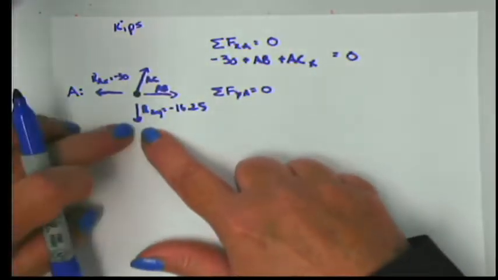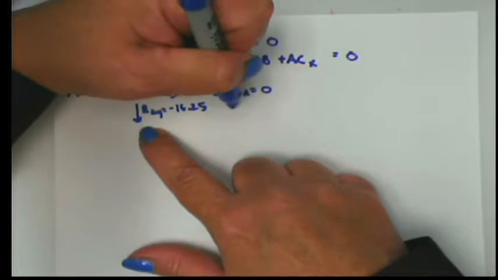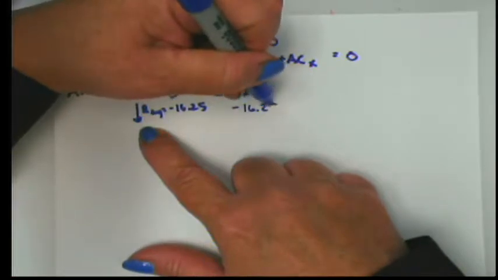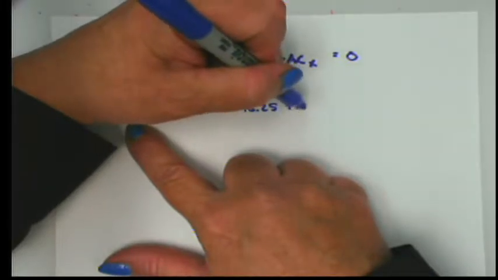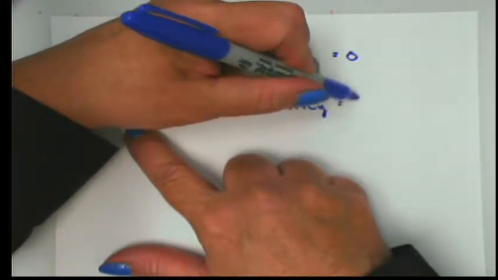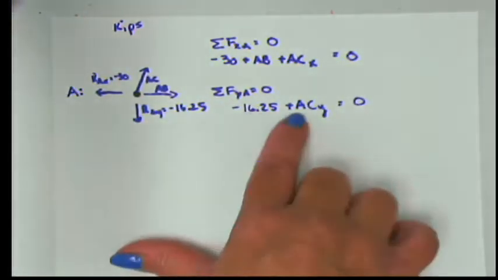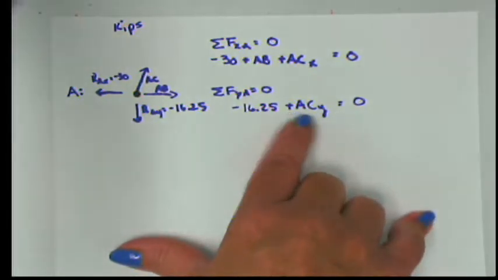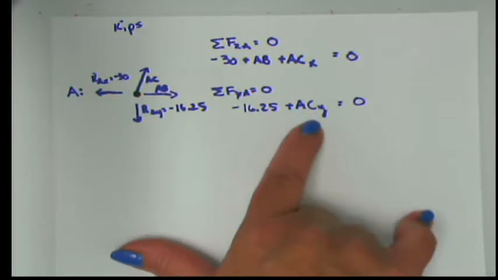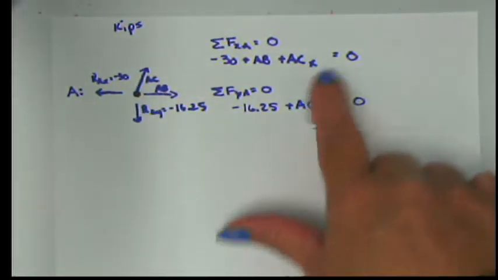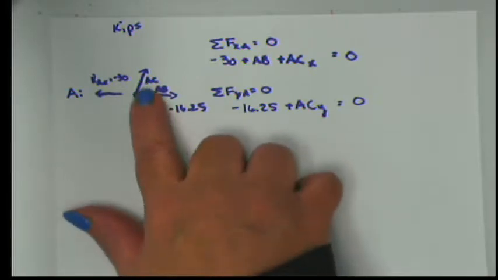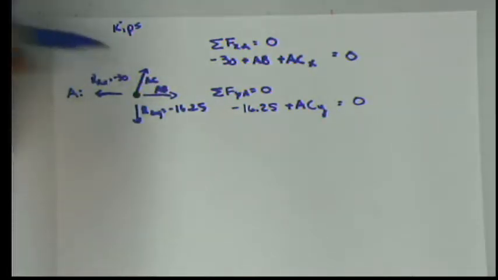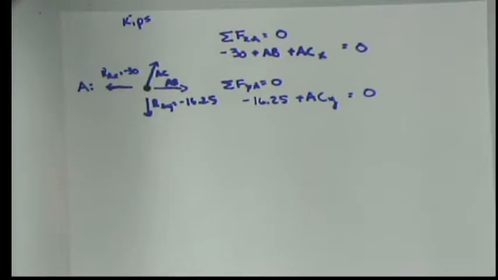And in the y direction, I have negative 16.25 kilopounds, and I have positive AC in the y direction. Those are the only two y components I have, and that's equal to 0. So if I can determine my geometry of joint AC, which of course I can plug in here and solve immediately for this value of AC. All right, so let's take a look at what AC looks like.